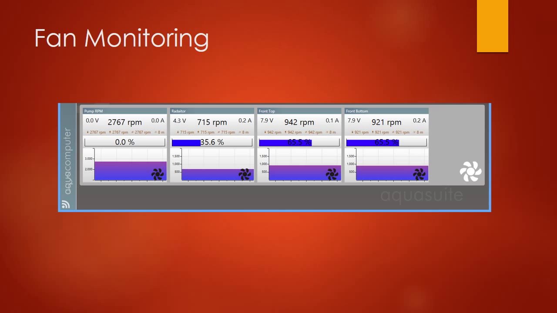Next we have my set of two radiator fans. These are fans attached to the radiator. In this example they're sitting at 715 RPM, which is incredibly low. It's running at 4.3 volts, where standard is 12. So it's running at absolute minimum to keep the fan rotating. Then we have my front fans, which are set to keep the case temperature down, and they're running at around 7.9 volts and at around 65%.